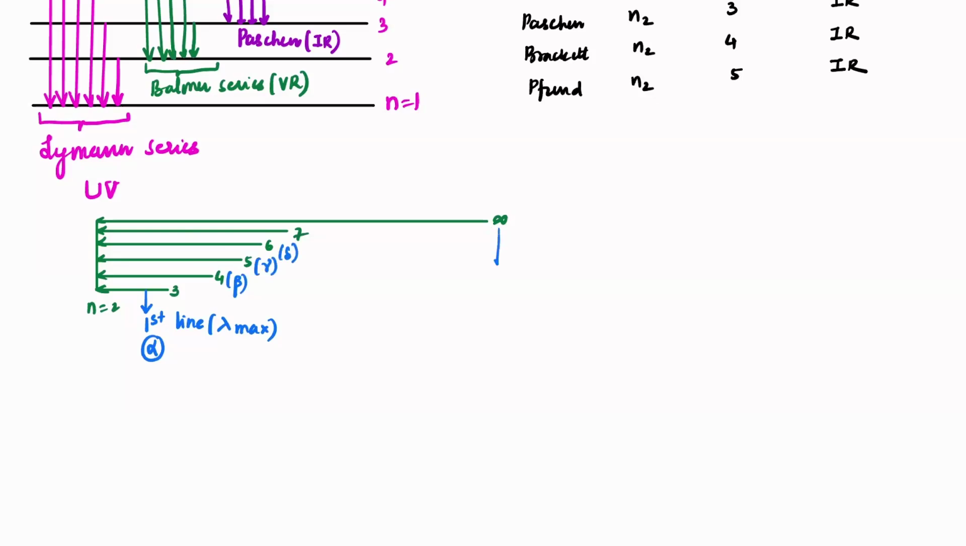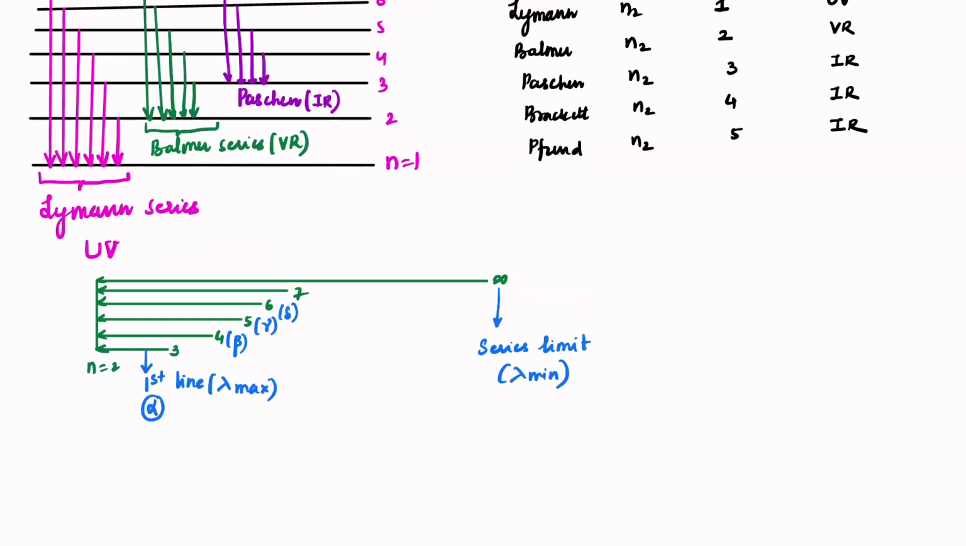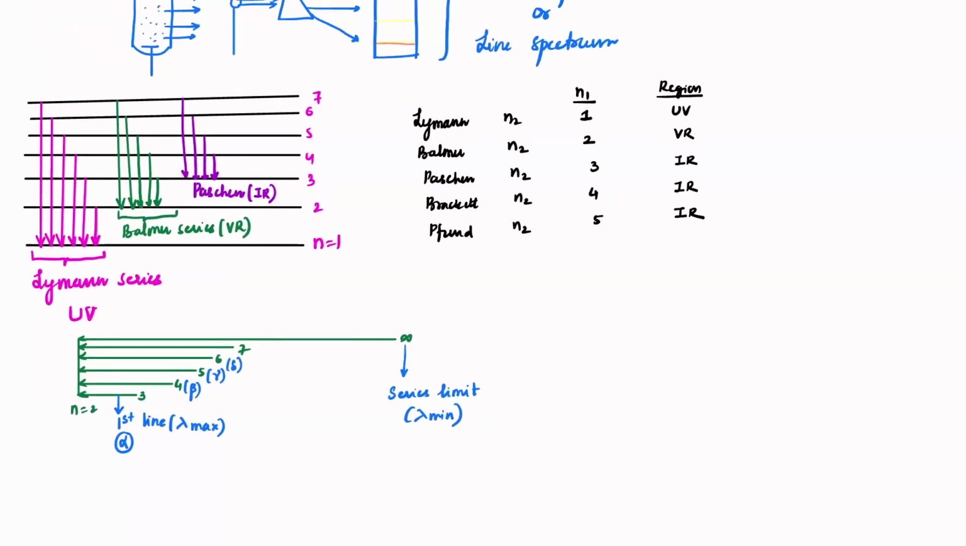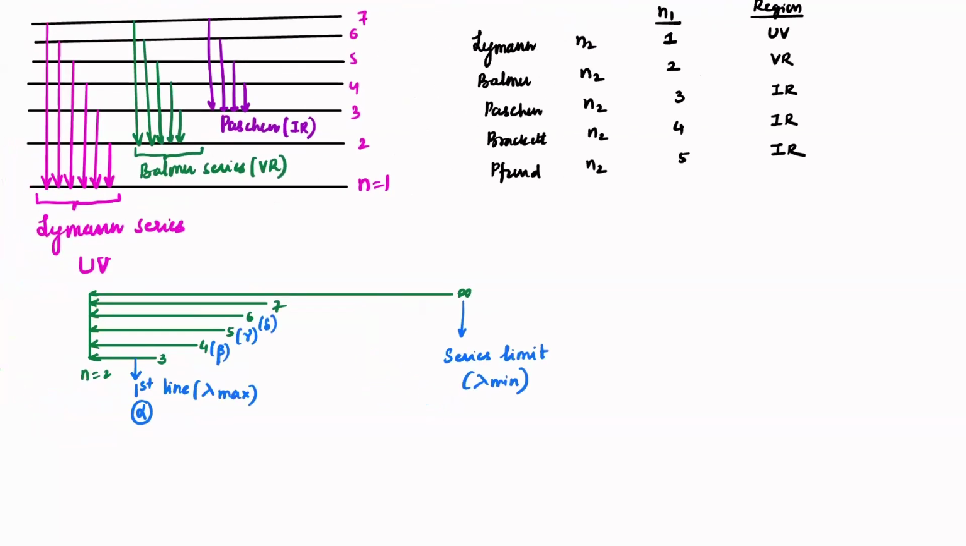And the last line, which is coming from any infinity value to n is equal to 2, that is called as series limit. Series limit, and also known as lambda minimum line. So this is the lambda minimum line of the Balmer series. Same way, every series will have its own lambda max and lambda minimum. Every series will also have its alpha, beta, gamma, delta spectral lines, and so on.